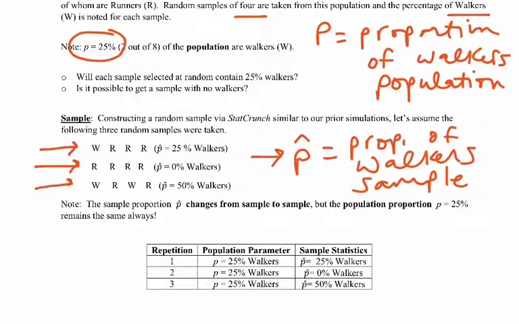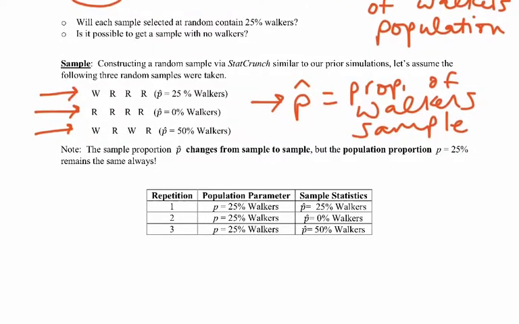And in the third sample, actually I misspoke earlier, I said we can't get more than 25%. We can, because there are 2 walkers in the group, and I'm only taking 4 in my sample here. So in this case, I got 2 out of 4 who were walkers, which gives me a p hat value of 50%. What I want you to notice here is that the sample proportion changes from sample to sample. Samples are going to fluctuate. The proportion of walkers I get is going to fluctuate with every sample that I pull.